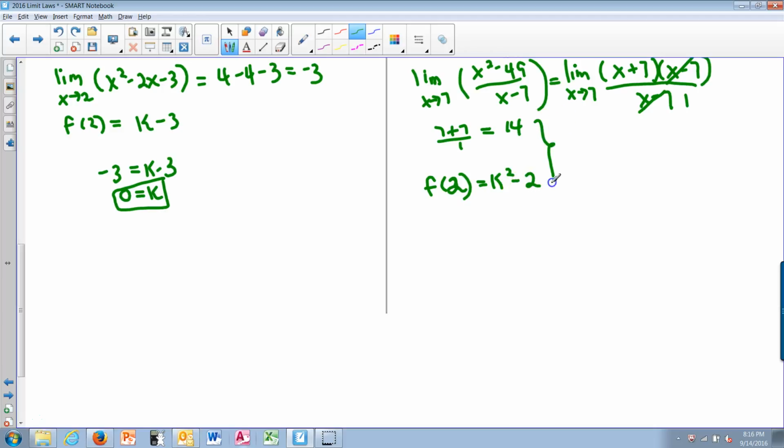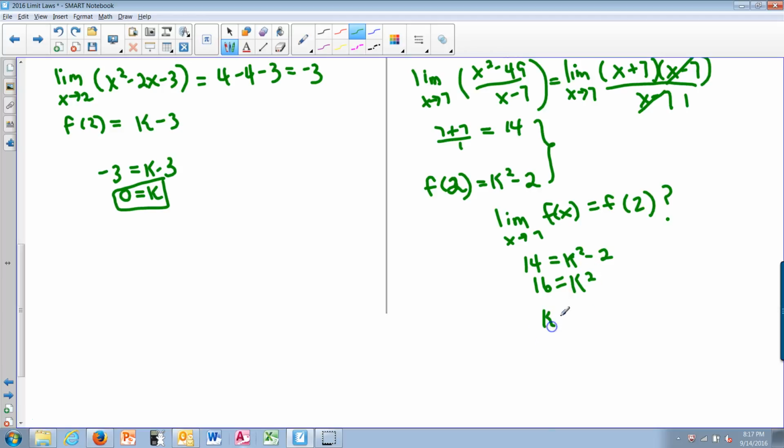We're now going to set our limit equal to the function value, because the question asks us what value of k would make the two-sided limit equal the function value. So we have 14 equal to k squared minus 2. If we add 2 to both sides, we get 16 equals k squared. So k has two answers, plus and minus 4. You would have to include both in a question to get full credit.